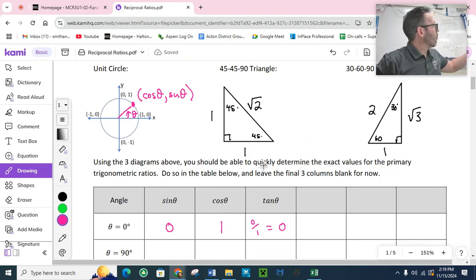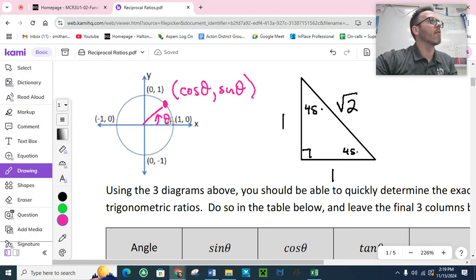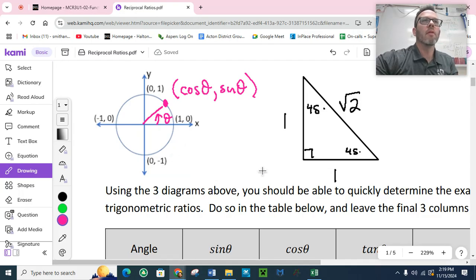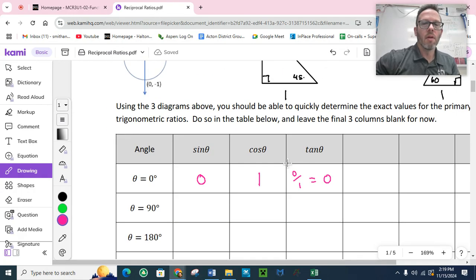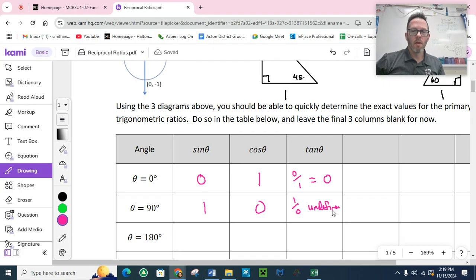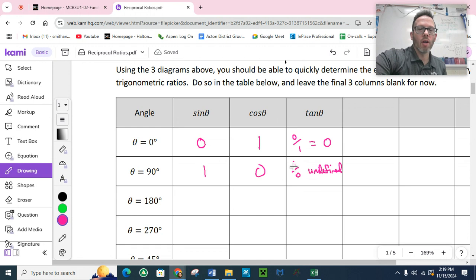And then one of you can tell me, what point corresponds to the angle 90 degrees on the unit circle? What point corresponds to 90 degrees on the unit circle? Jillian? (0, 1). That means the cosine of 90 is 0. The sine of 90 is 1. And the tan of 90 is 1 divided by 0, which we said was undefined. So having done those two, I think you can try 180 and 270.